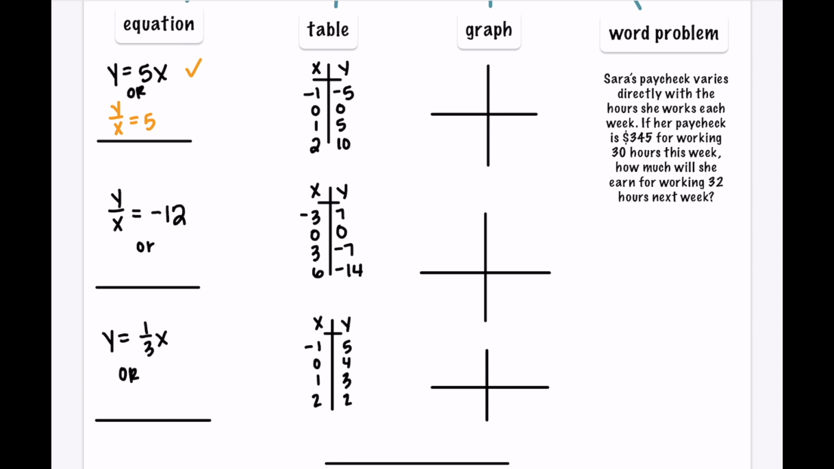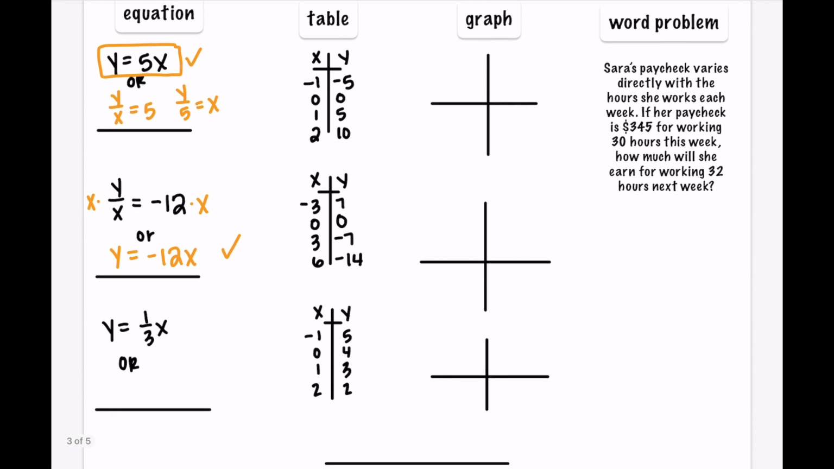Or you could also see it written as, if we did the same thing, but instead of dividing by X on both sides, if you had Y over 5 equals X, that's still a direct variation. As long as it can be written in this form, it is a direct variation. Now the second example, Y over X equals negative 12. In this case, I can multiply by X on both sides, and that gives me Y equals negative 12X. So that is a direct variation function.